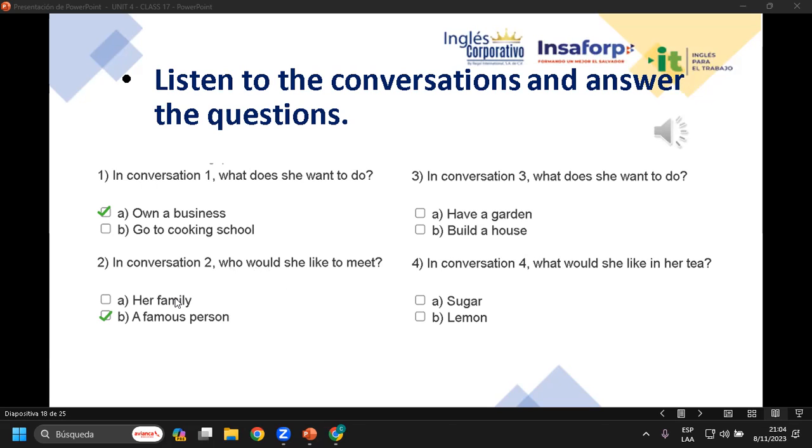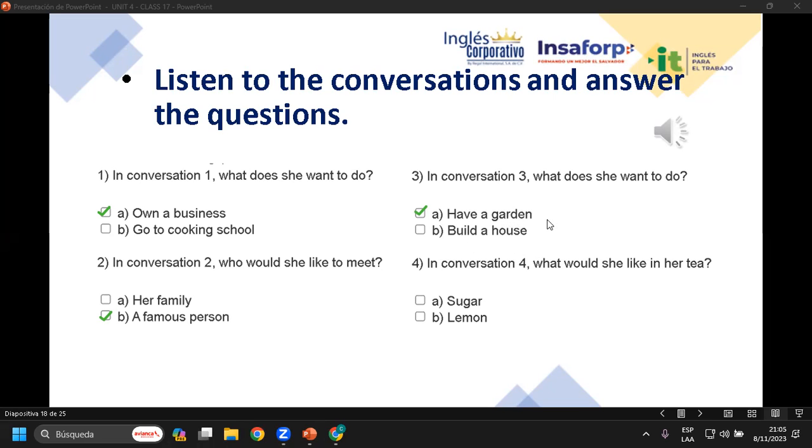Okay, number three, what does she want to do? She wants to have a garden or build a house. Letter B, build a house? I think. Okay, ¿y los demás qué piensan? Yes, teacher. ¿Seguras? Well, de hecho, la respuesta correcta es the letter A. Ella dijo que le gustaría vivir en el campo, y que le gustaría cultivar sus propios alimentos, su propia comida, los propios vegetales, frutas. Por lo tanto, have a garden.